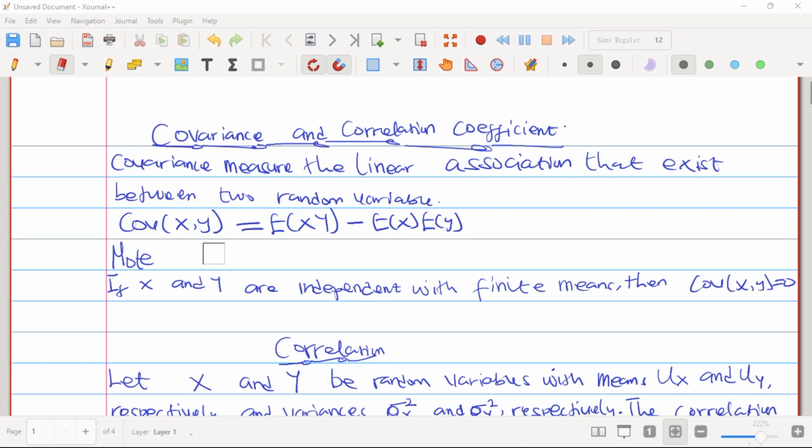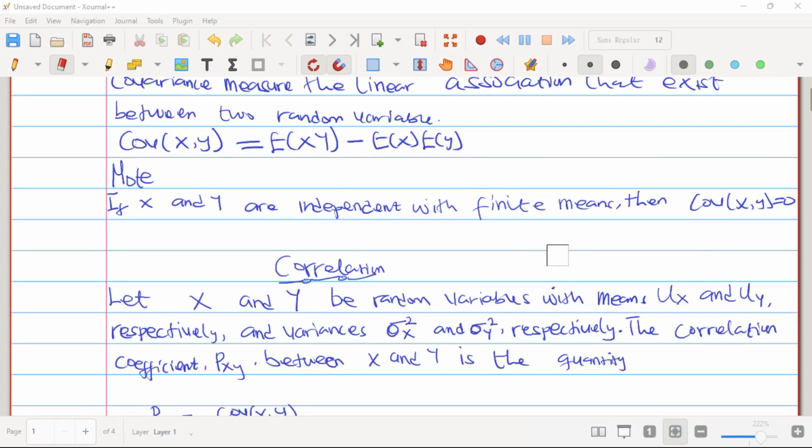In mathematical sense, covariance of x and y is expressed as expectation of x times y minus expectation of x times expectation of y. Note, if our x and y are independent with finite means, then the covariance of x, y is equal to what? 0, right? If you have two random variables and they are independent of each other, the covariance that exists between them is equal to what? 0.